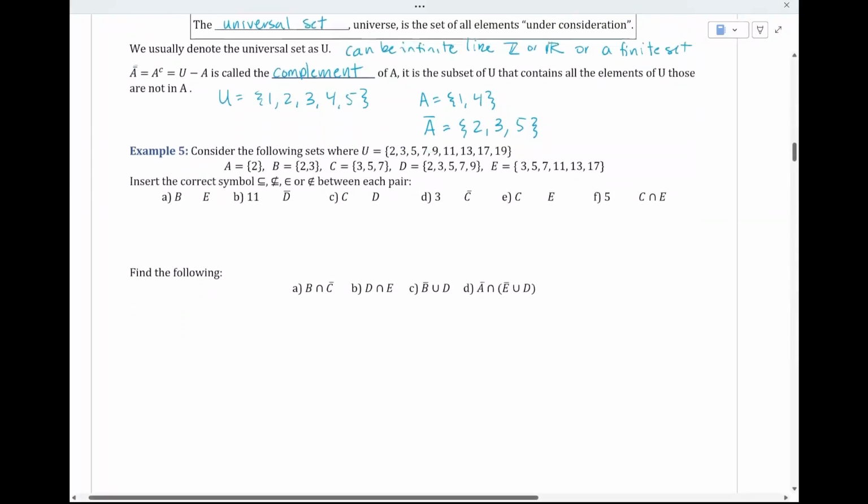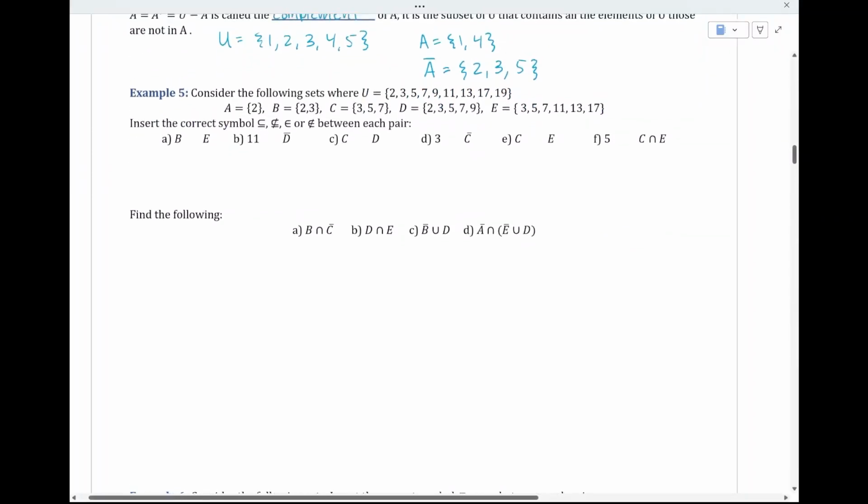Let's take a look at another example. Example 5. Consider the following sets where U, so that's our universal set, is 2, 3, 5, 7, 9, 11, 13, 17, and 19. A is the set that contains 2, and then you can read what B, C, D, and E are.